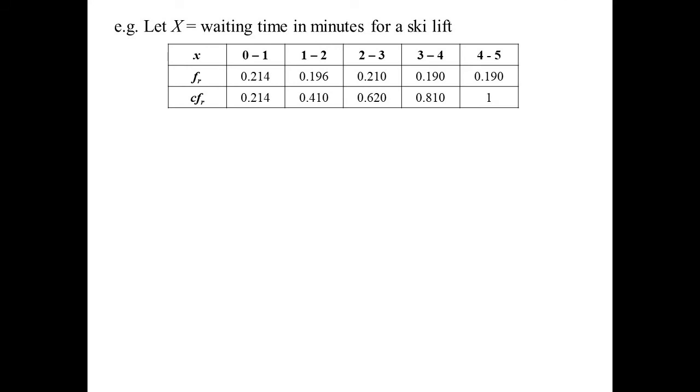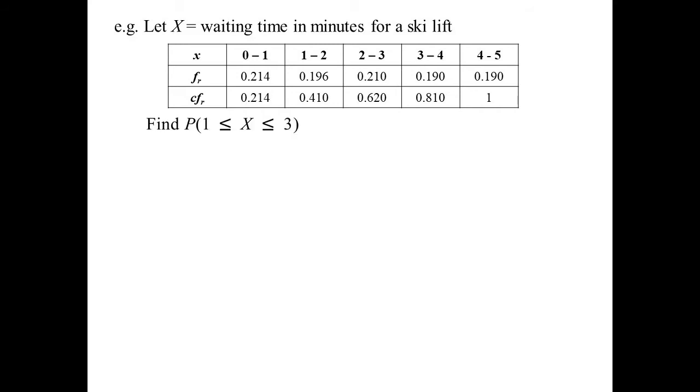So let's use this as an example: the amount of time we're waiting for a ski lift. We're down the snow, waiting for a ski lift. Now, of course, time, again, would be a continuous scale. So we're going to break it up into different class intervals: 0 to 1 minutes, 1 to 2, 2 to 3, 3 to 4, and so on. There are our relative frequencies of each of those happening, and the cumulative relative frequency as well.